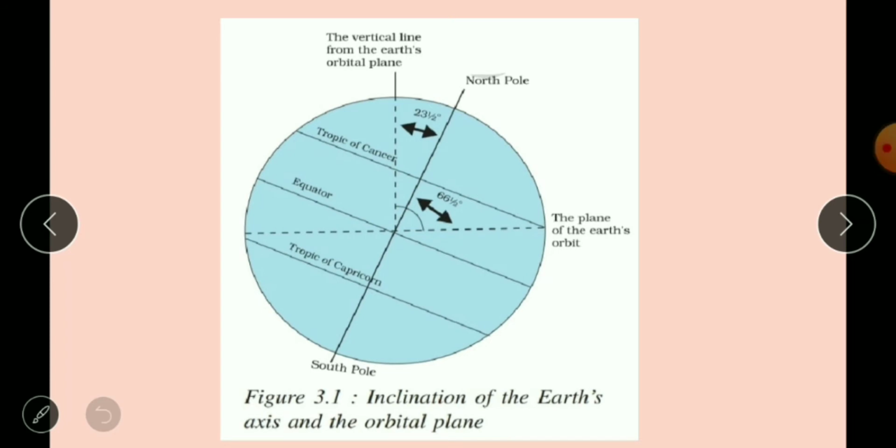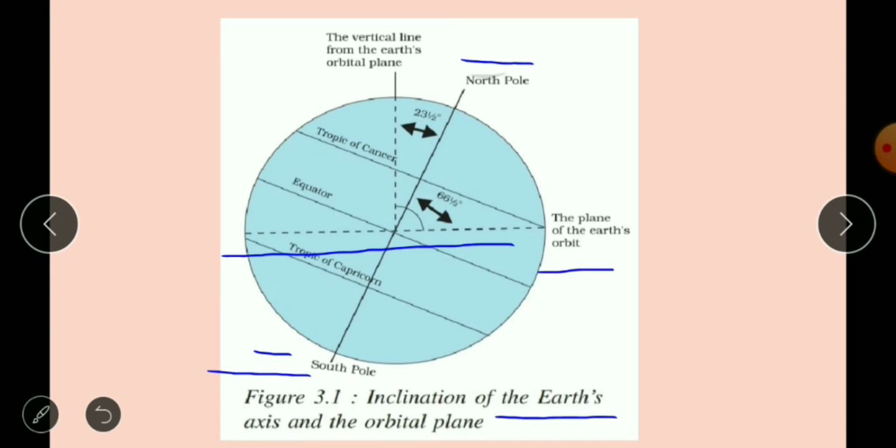For that you have to see figure 3.1, which is given in your book, inclination of the earth's axis and the orbital plane. You can see the axis, which is an imaginary line. Here you can see the south pole and that is the north pole. The earth moves on its axis. And you can see the equator also, which is also an imaginary line. That is the plane of the earth's orbit. And here you can see the vertical line from the earth's orbital plane. When you measure, it will form 66.5 degrees.